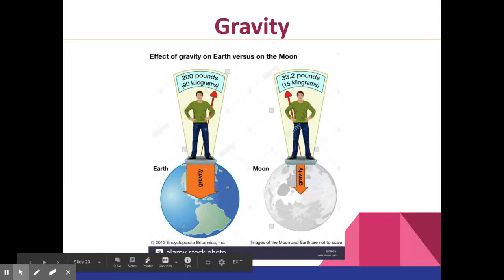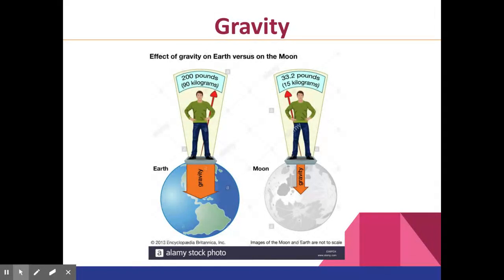And again, it's based upon how far away these objects are from one another, and also their masses, which is ultimately going to change the gravitational force that's experienced on these planets. So here's a pretty good idea of the difference between Earth and gravity.